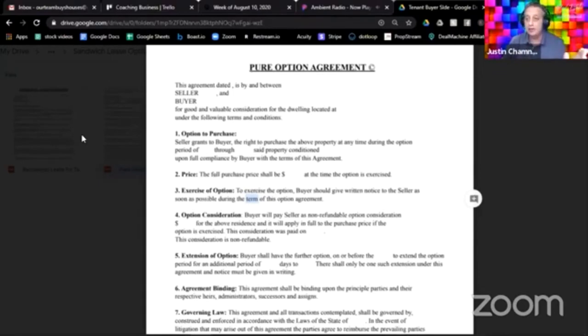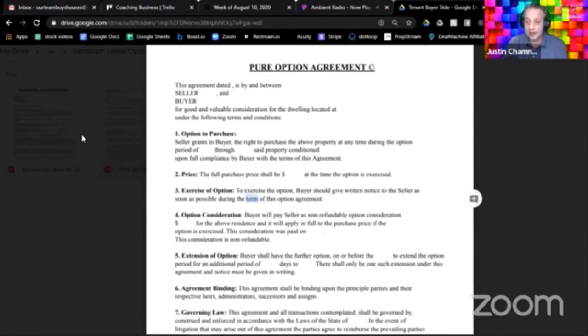Now we close that one out and open up this one. This one is an option. So now I'm offering the tenant buyer a lease and an option, okay? And the option agreement is very, very simple, as all option agreements are. This is not a purchase and sale agreement. This is an option to buy agreement, so you don't get too confused.